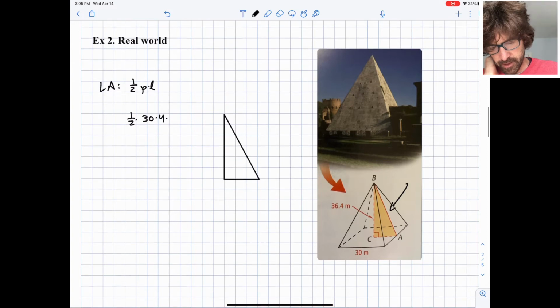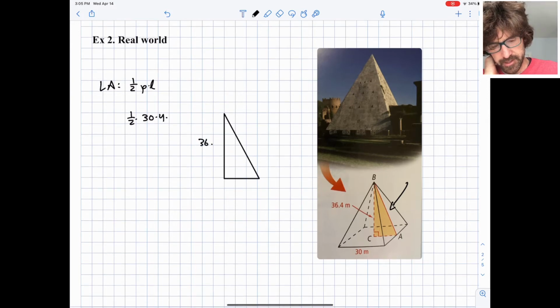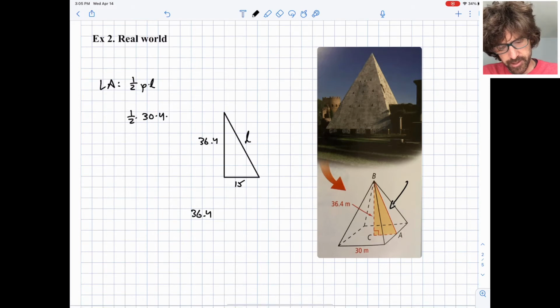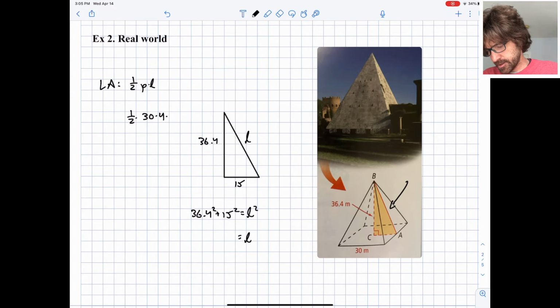And it looks like we have a height of 36.4. Can you see that the base of that triangle is 15? That's half of the 30. So let's find the slant height, which is L. So 36.4 squared plus 15 squared equals L squared. I'm not going to go through all that work for you. I'll do it just on my calculator.